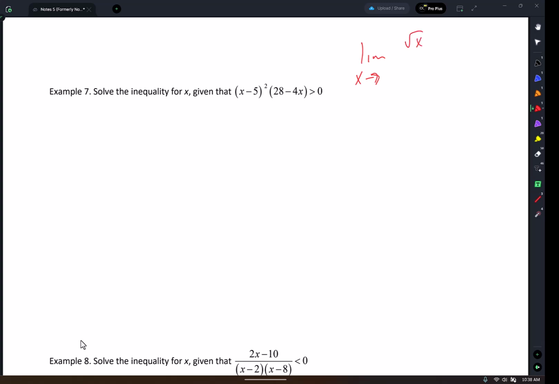Square root of x. Okay, so x approaches 49. Square root of x plus 7 over square root of x minus 7. No. Let me do x minus 49. There we go. Hold on, let me do that.